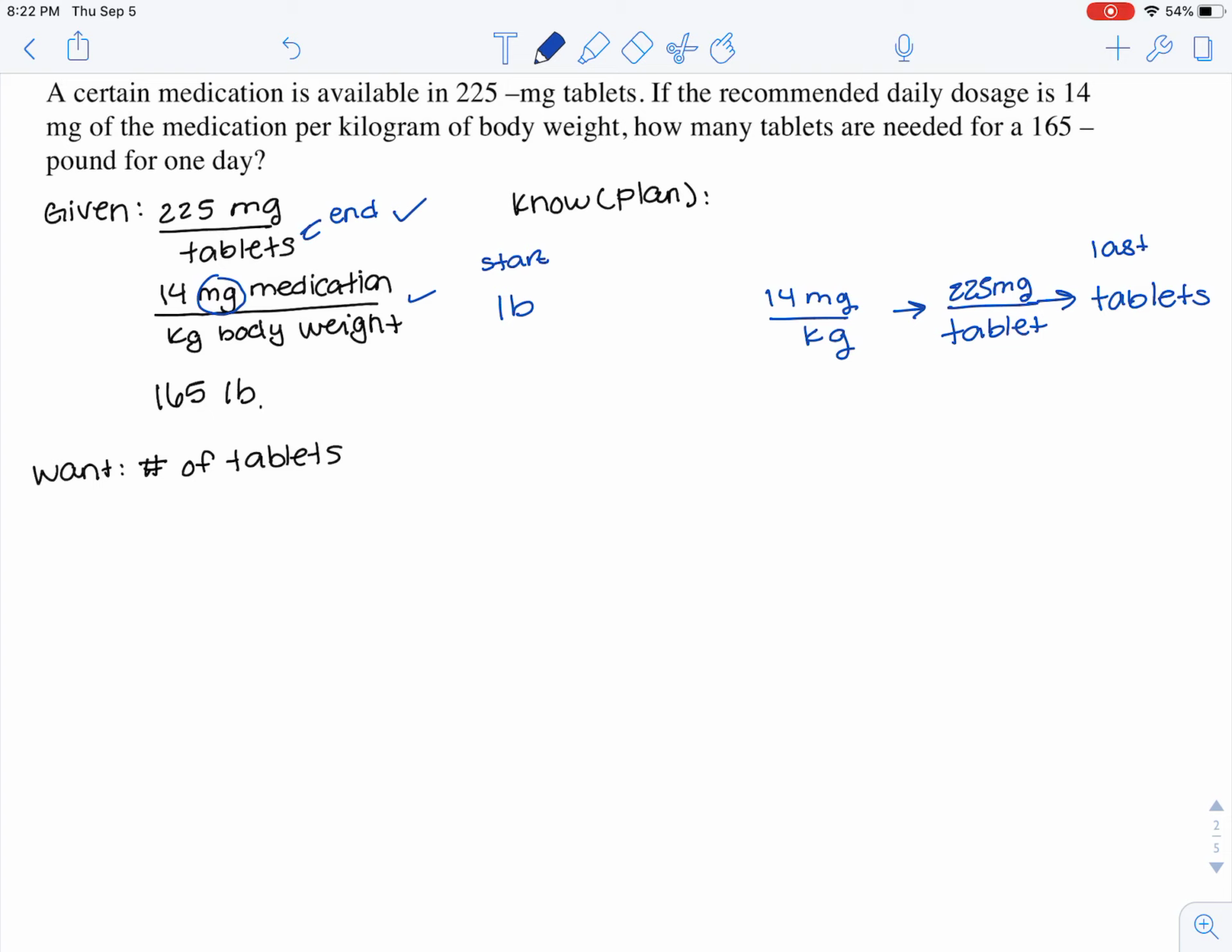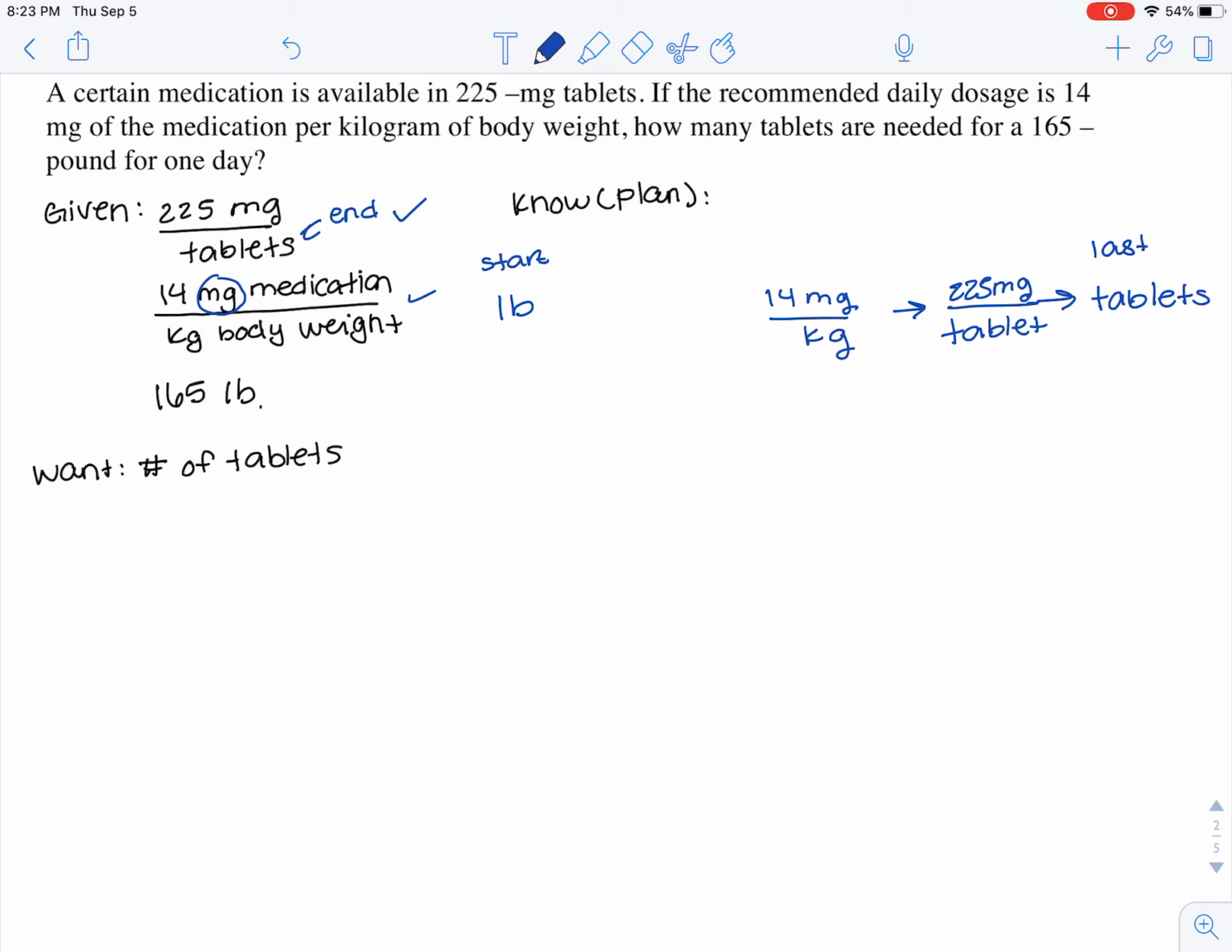The reason it makes sense to start with the pounds is because that's the one unit you're given that's not on top of anything else. It's by itself. And that's what you care about, figuring out the weight of this person and how many tablets for that weight they need, using the dosages given and how much is in the medication. So you have to figure out how to go from pounds to kilograms.